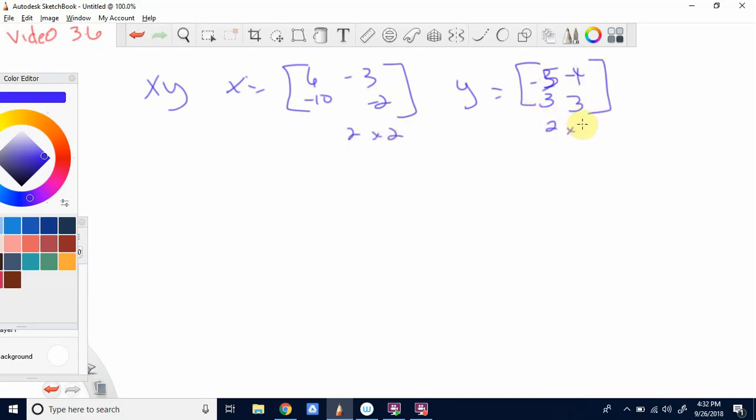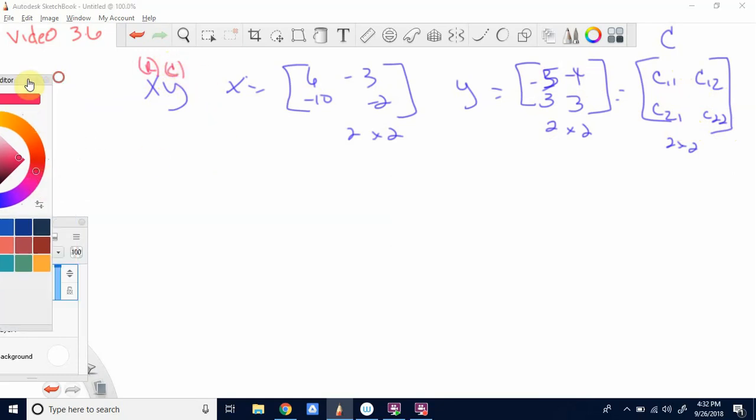First thing you need to do, is it defined? Yes, our result's going to be a 2 by 2. We're going to call it C. So we're going to have C11, C21, C12, C22. So those are the elements. You have 4 elements, and those are the addresses. So remember, you're going to take row of the first. This is going to take the rows of the x's and the columns of the y's. That's just how we do it.